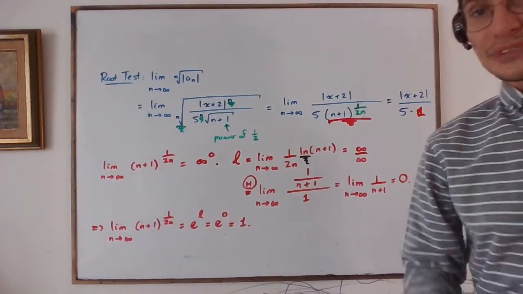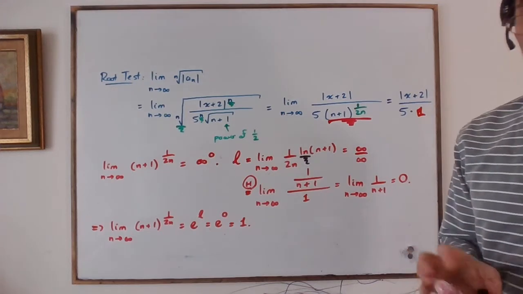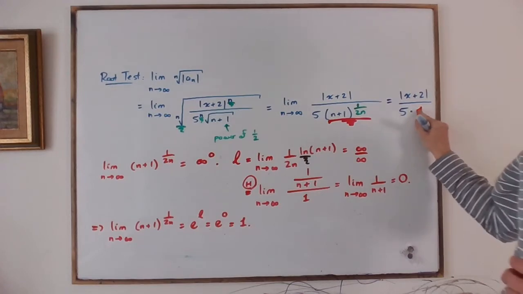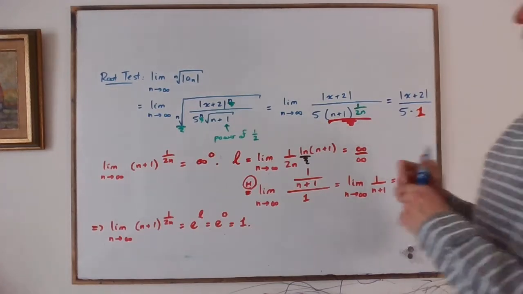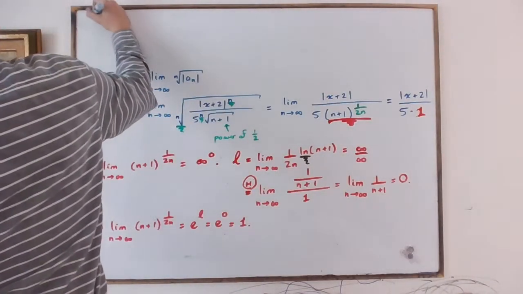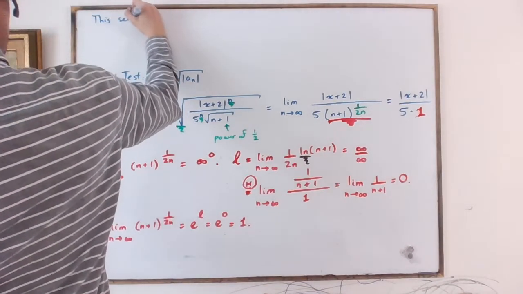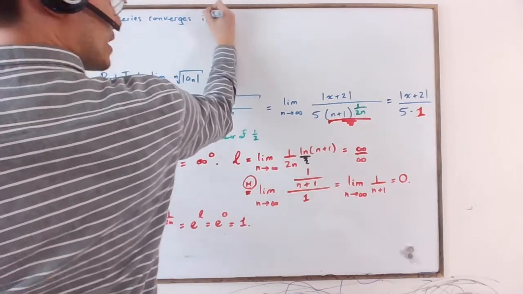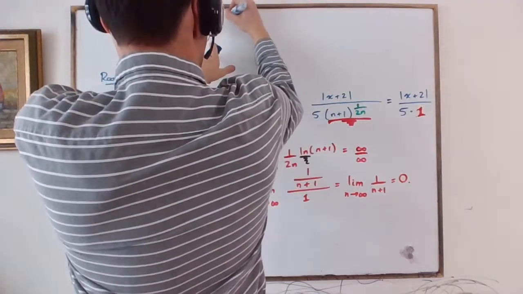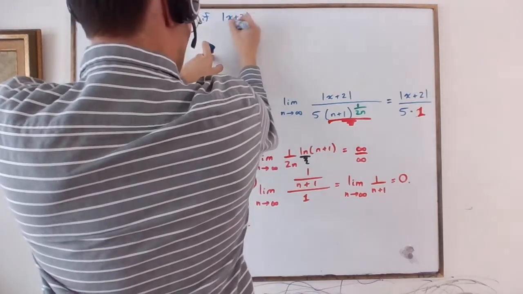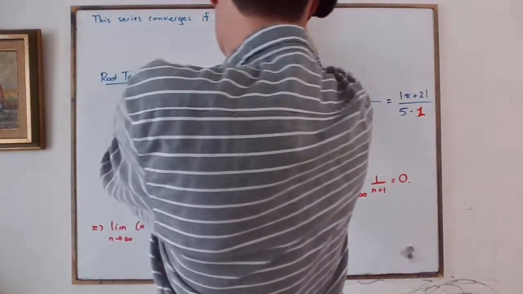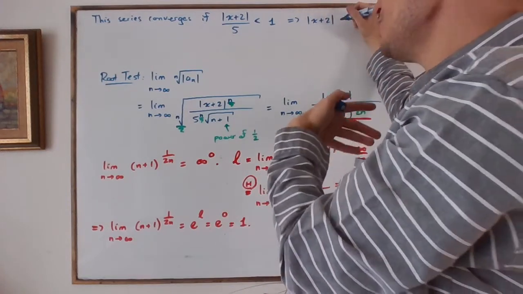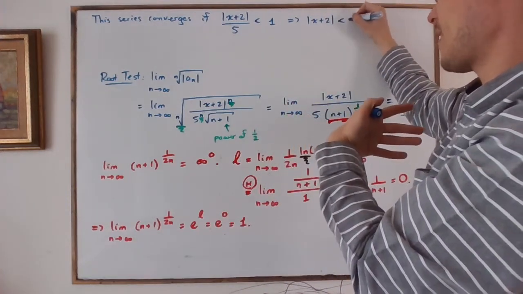We know that with the root test, we're going to have a convergent result if this big limit is smaller than 1. So this series converges if the limit that's over here, so the absolute value of x plus 2 over 5, is smaller than 1, which means the absolute value of x plus 2 is smaller than 5.